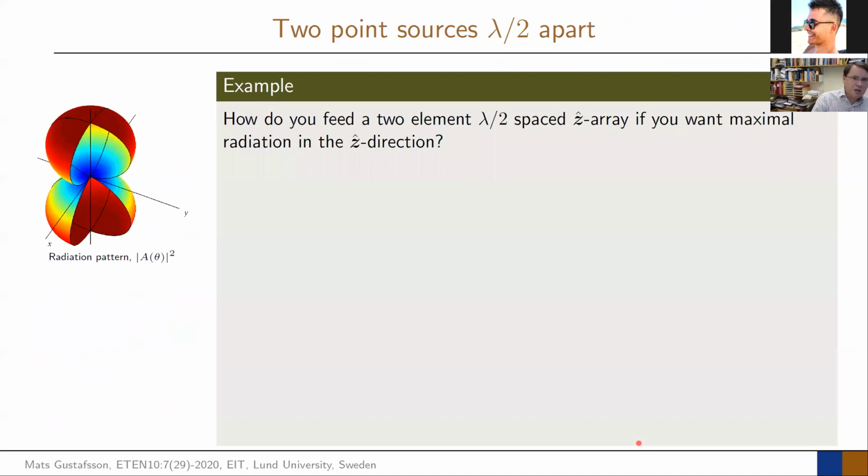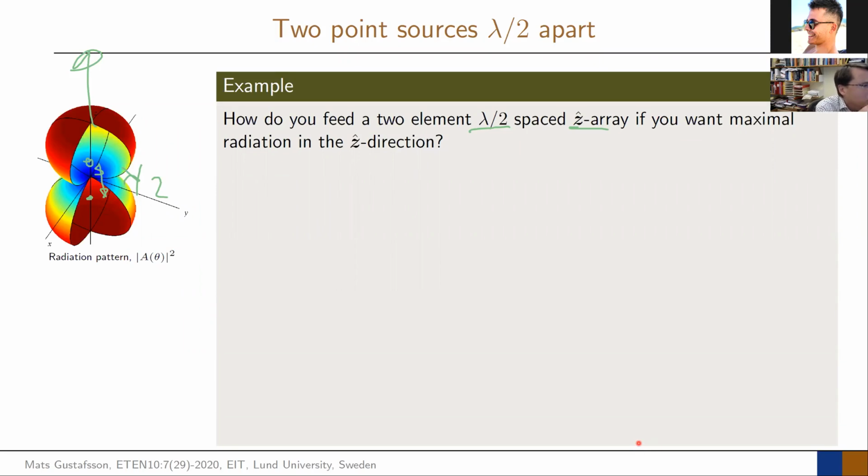So now let's use that and figure out how you should feed 2 elements which are spaced lambda over 2 if you want maximum radiation in the Z direction? I know I should have done this as a poll, but I didn't in this case. So think about it. If you again have the same spacing as before, they are in the Z direction. One antenna element sits there, one sits there. The distance between them is lambda over 2. How should you feed them to get a lot of radiation straight up?